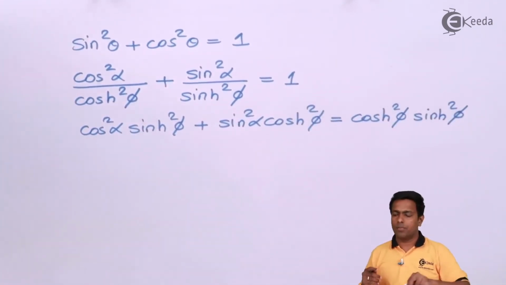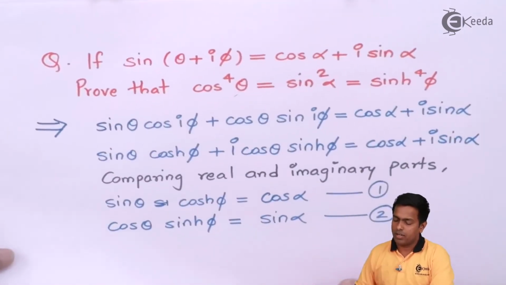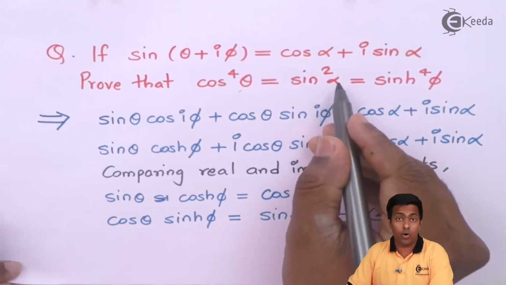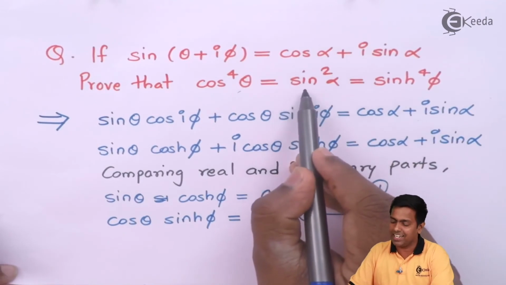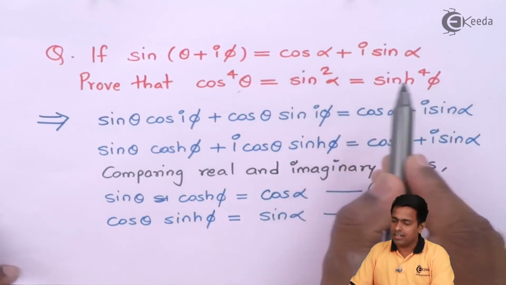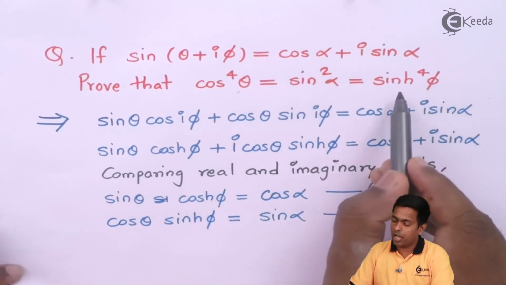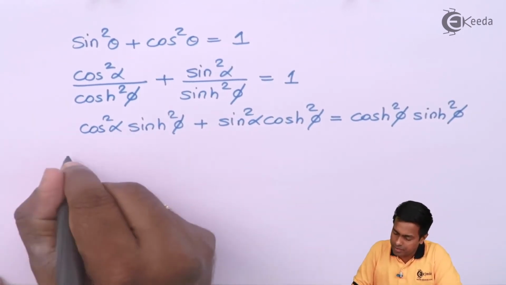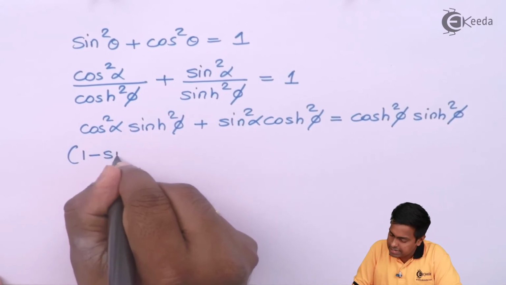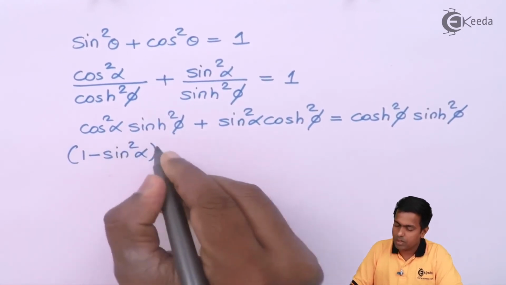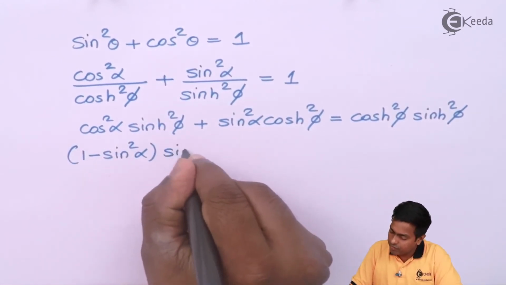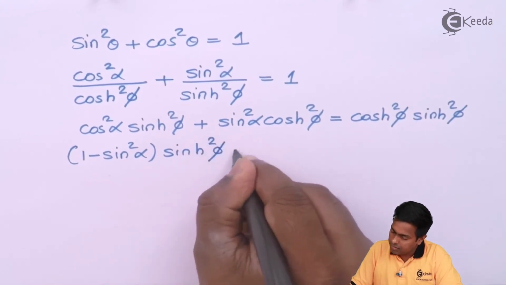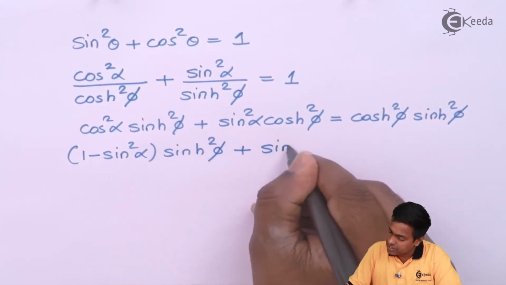Now guys, let's come to the question. So here, whenever the angle is alpha, we want the trigonometric function as sine, and whenever the angle is phi, we want the hyperbolic term as sine. So it means we want all sine terms. So let's convert all cos terms to the sine terms. So here cos square alpha will become 1 minus sine square alpha. Then hyperbolic sine square phi will be as it is, plus sine square alpha.